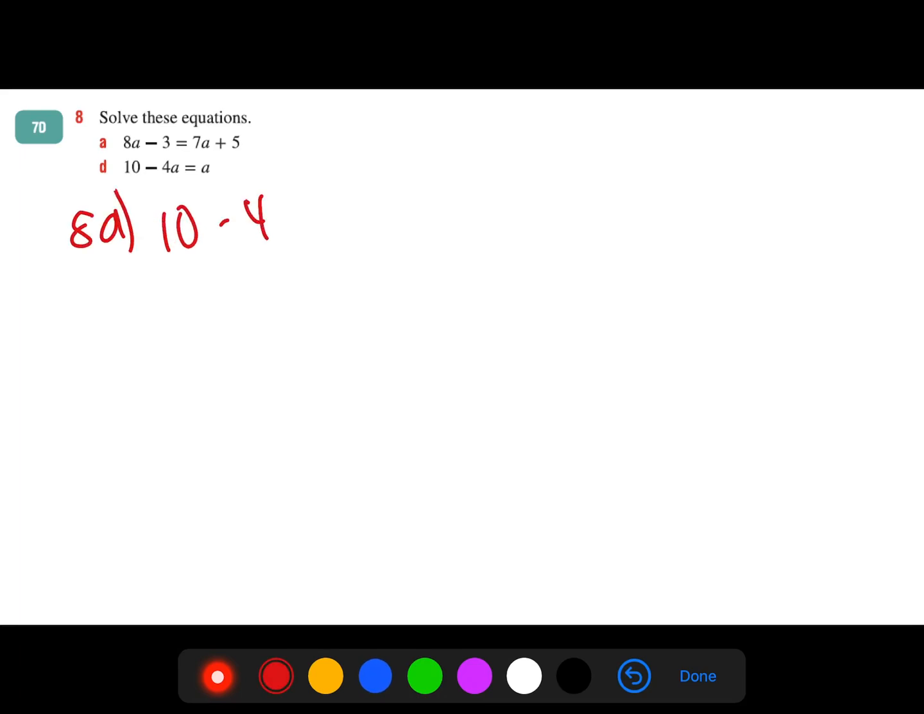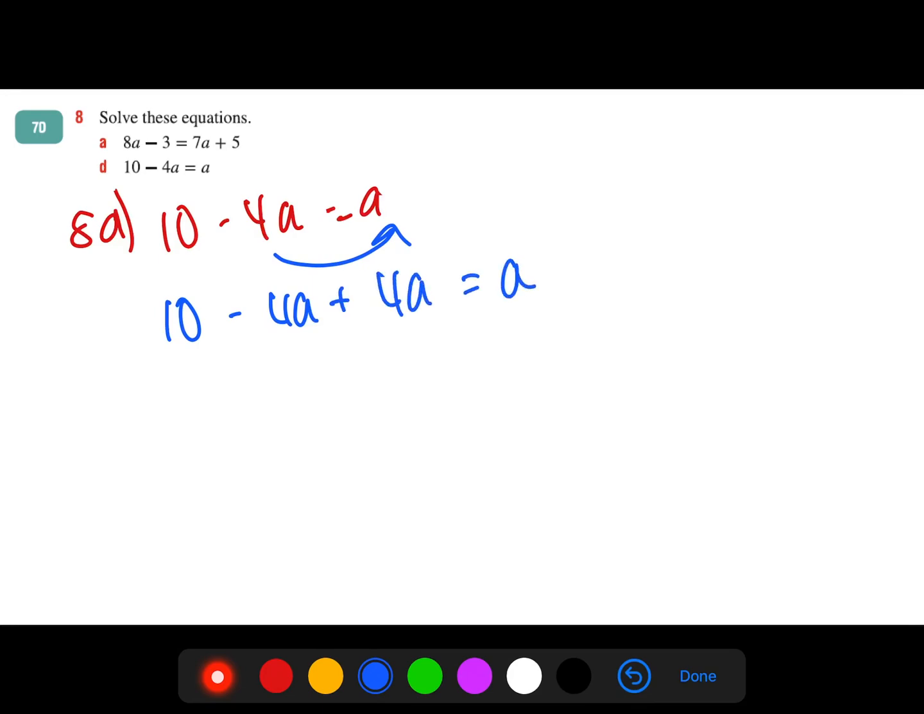8D, which is 10 minus 4A equals A. So I'm going to move this one across here. It doesn't matter if you move the pronumerals to the left or to the right hand side, it's okay. So I'm going to move it to the right. So I'm going to do 10A minus 4A. I'm going to do the opposite, plus 4A. Do it to the left, then we're going to do it to the right.